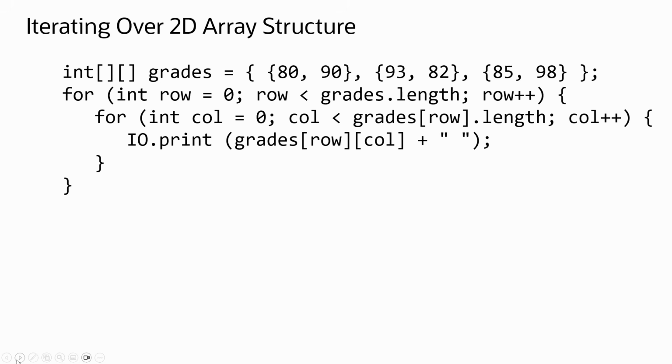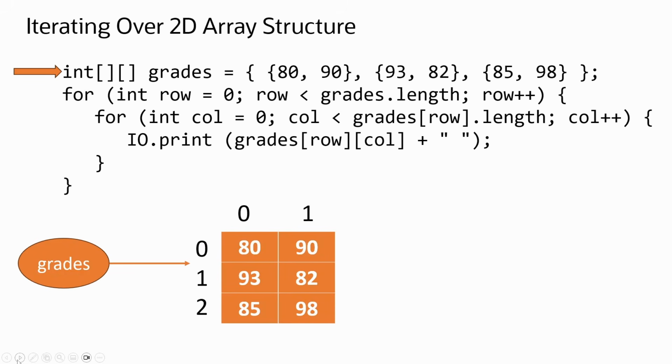Iterating over a two-dimensional array. Here we have an array of grades that has 3 rows and 2 columns. And then we have nested for loops to loop over the rows and the columns. This is iterating in row major order. So we create grades, and I've done an illustration here where grades is referencing this 3x2 array.